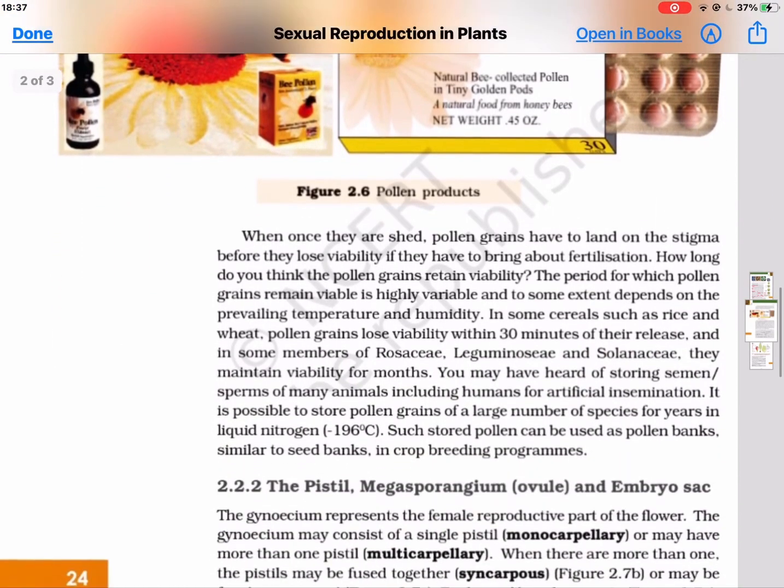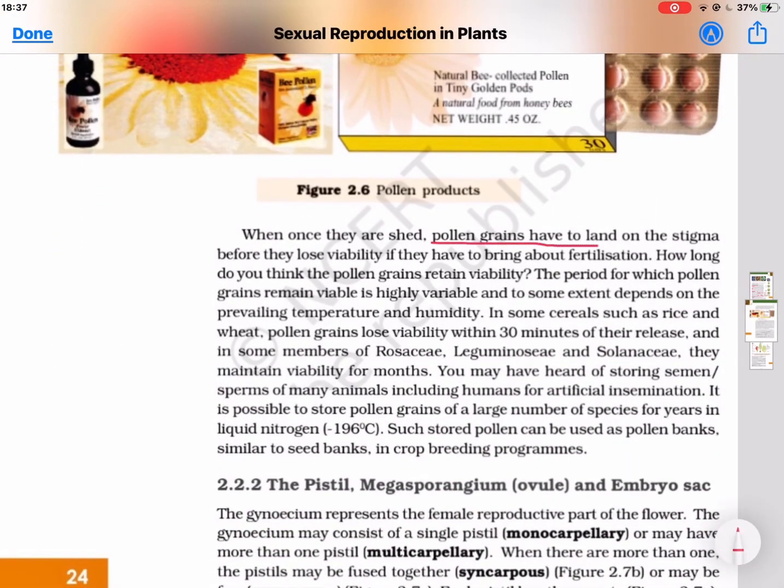When once they are shed, pollen grains have to land on the stigma before they lose viability. Viability means जब तक वो जिंदा रहते हैं, इससे पहले कि वो डाई हो जाएं, उनको स्टिग्मा तक पहुंचना है, तभी वहां जाके वो जर्मिनेट कर पाएंगे. If they have to bring about fertilization, how long do you think the pollen grain retain viability? क्या सोचते हो कि कब तक वो जिंदा रहेगा?